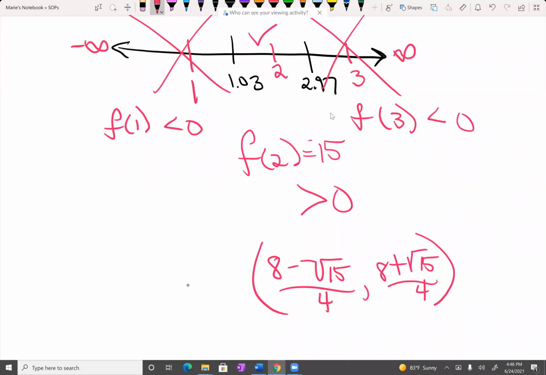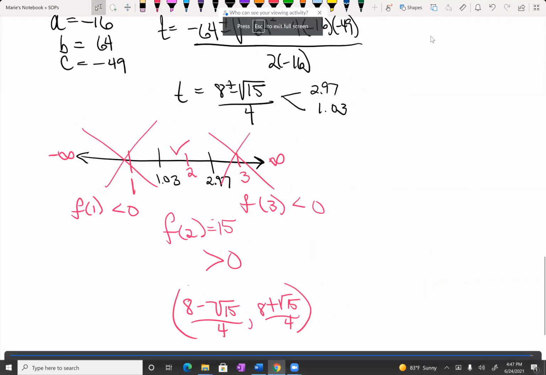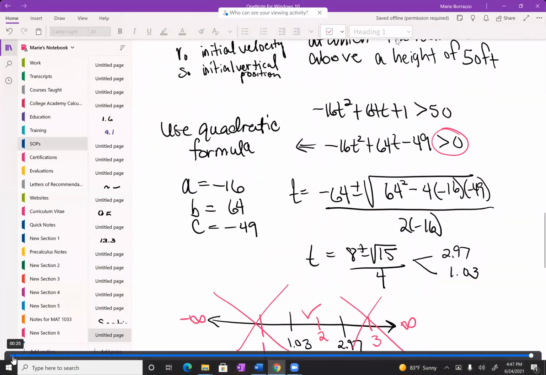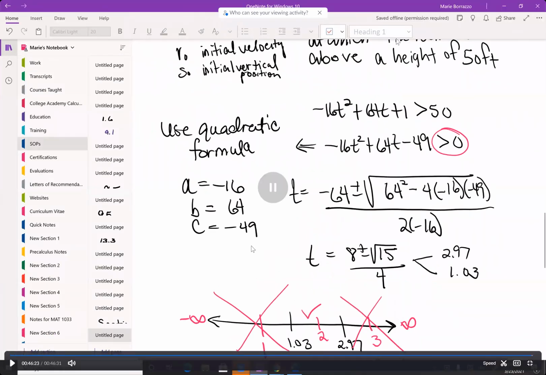Now, the chances of you getting a question like this on a quiz or test are like nil. It's just so you see the application of this concept. So I'm going to go ahead and stop the recording.